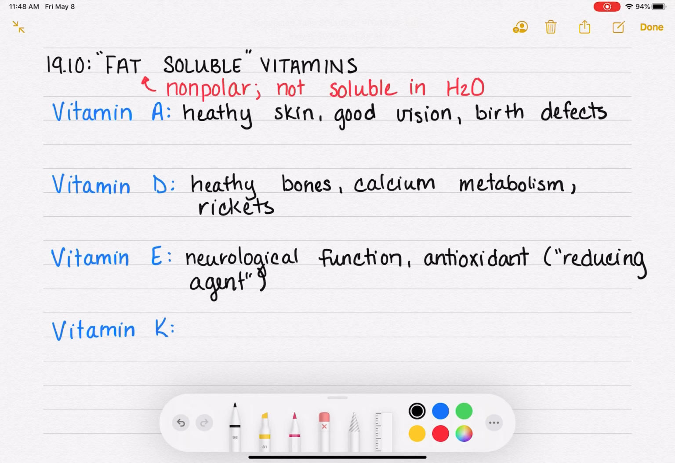And then last but not least, vitamin K is associated with correct or proper blood clotting. So deficiencies in vitamin K can lead to diseases associated with inability to form good blood clots or coagulation, like hemorrhaging, could be a result of not enough vitamin K.